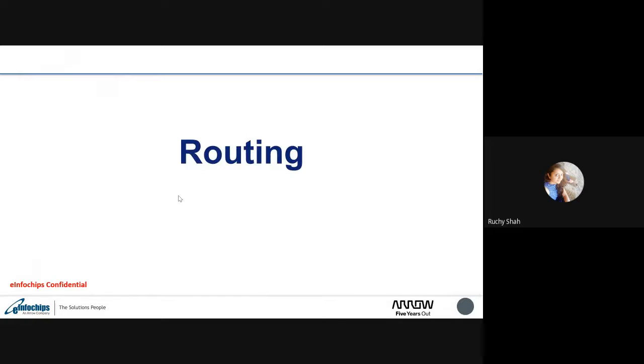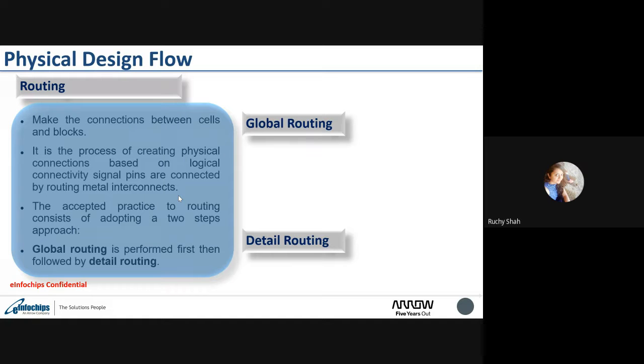That is routing. Basically routing is where we connect each and every cell with the interconnects, and we do the physical connection. So all the metals we stretch from one cell to another. That is basic routing. And there are basically two stages in routing.